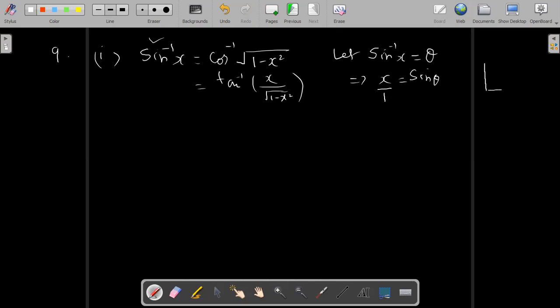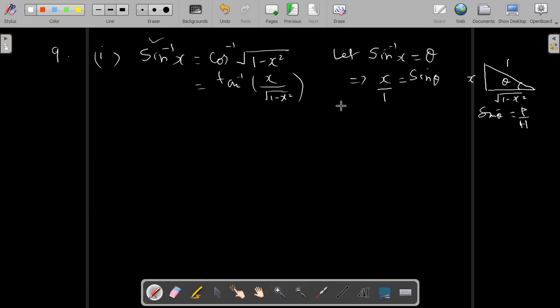And if we draw a right angle triangle, this will be theta, and sine theta is equal to perpendicular upon hypotenuse. That we did in class 10. So perpendicular is x, and hypotenuse is 1. So by Pythagoras theorem, the base will be under root 1 minus x square, correct?